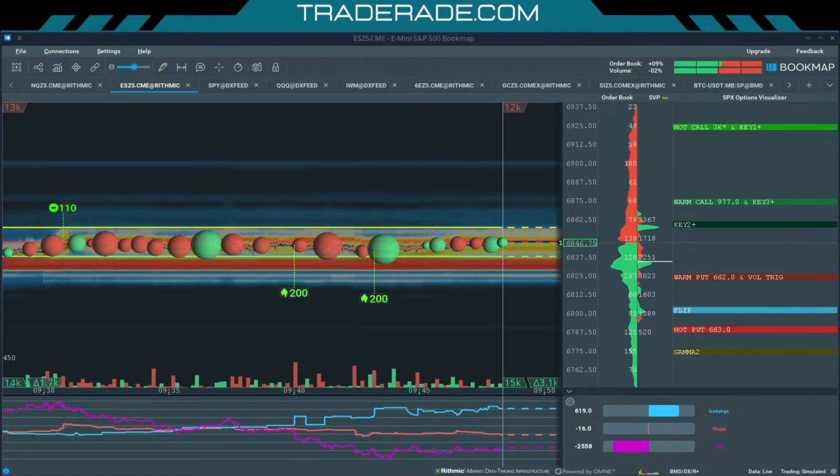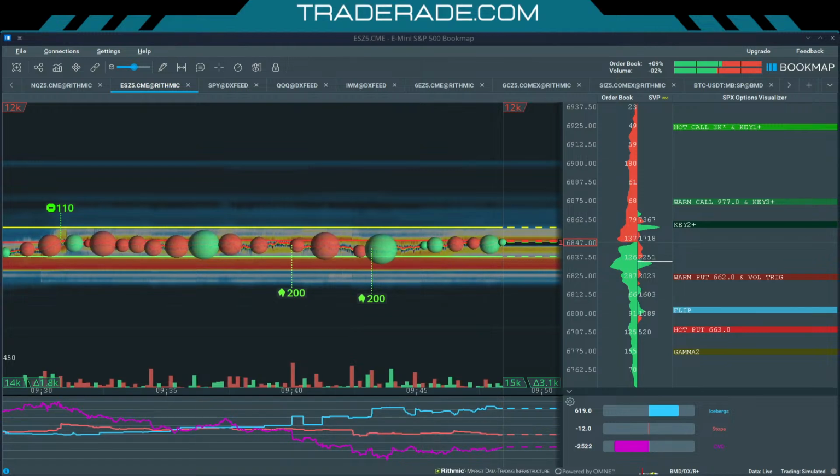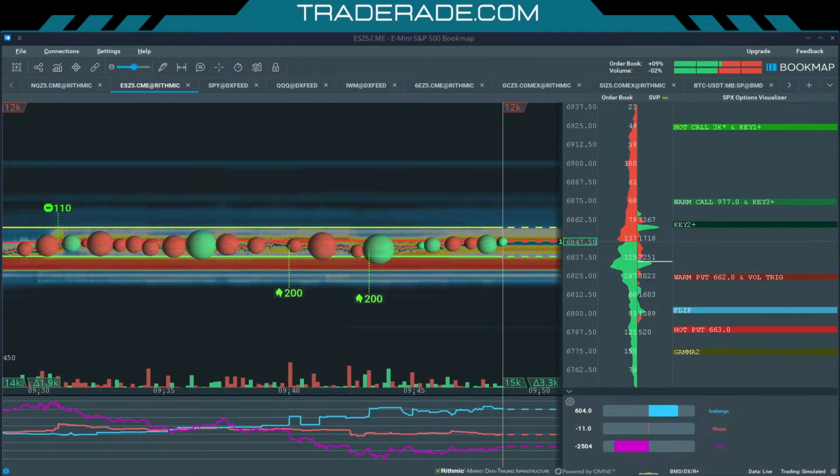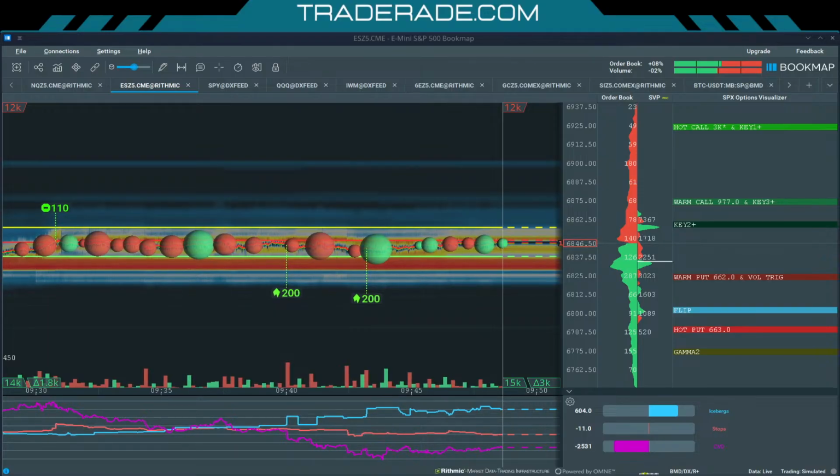Again, we're challenging the 6848.25 pivot. We've got to break above that, build some acceptance. To me, acceptance is trading above that price for at least 5 minutes. The longer, the better. And then we've got room up to that hot call.